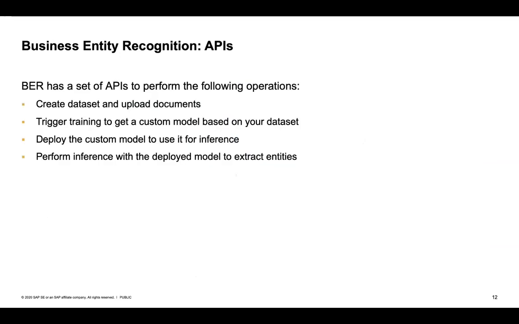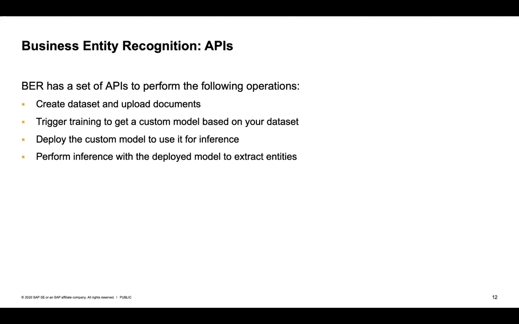So as I mentioned, BER comes with a set of APIs to perform all these operations. First is to create the data set and upload the document. This is required for creating a custom trained model. For that, the first step would be to create the data set and upload the documents. Then based on this data set, we trigger the training to get a custom model.